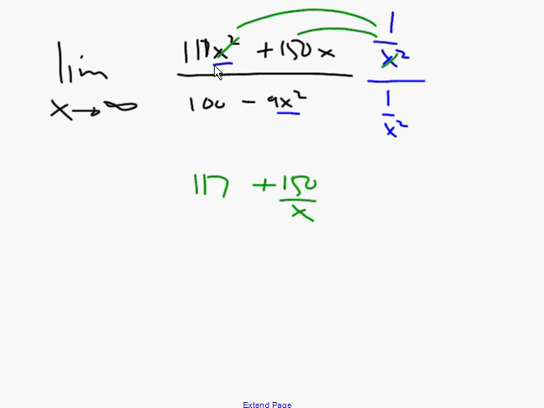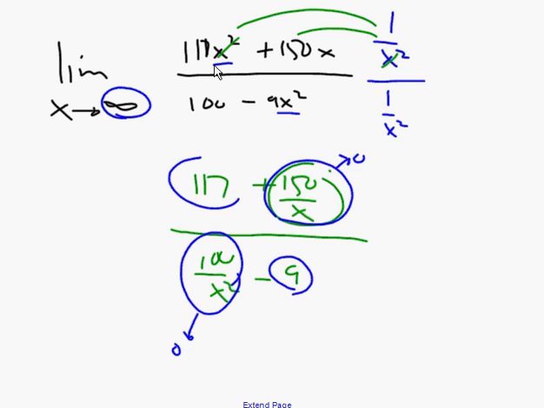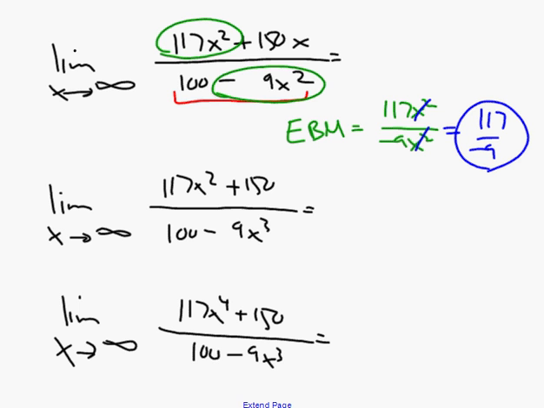So when I multiply through, anything over x, like this one, is going to be 100 over x squared minus 9. And what you'll notice is that this term here and this term here, as x gets really big, go to 0. But these guys are unaffected by that. So that's why EBMs work: when we multiply through by 1 over x squared, this 117 will be left behind, this negative 9 will be left behind, but these other terms are going to end up going to 0. They're not going to matter anymore. So this is a quick way to do that.